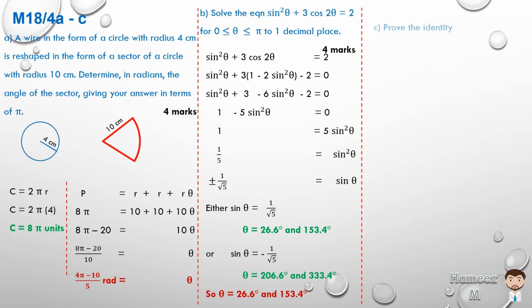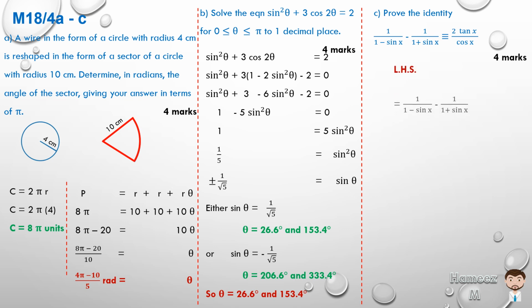Part C. Prove the trigonometric identity 1 on 1 minus sin x minus 1 over 1 plus sin x is equivalent to 2 tan x cos x. So we can use either side to solve this. So we use the left-hand side, which is equal to 1 over 1 minus sin x minus 1 over 1 plus sin x. So if we subtract two fractions, that will give us 1 plus sin x minus 1 minus sin x all over 1 minus sin x by 1 plus sin x.